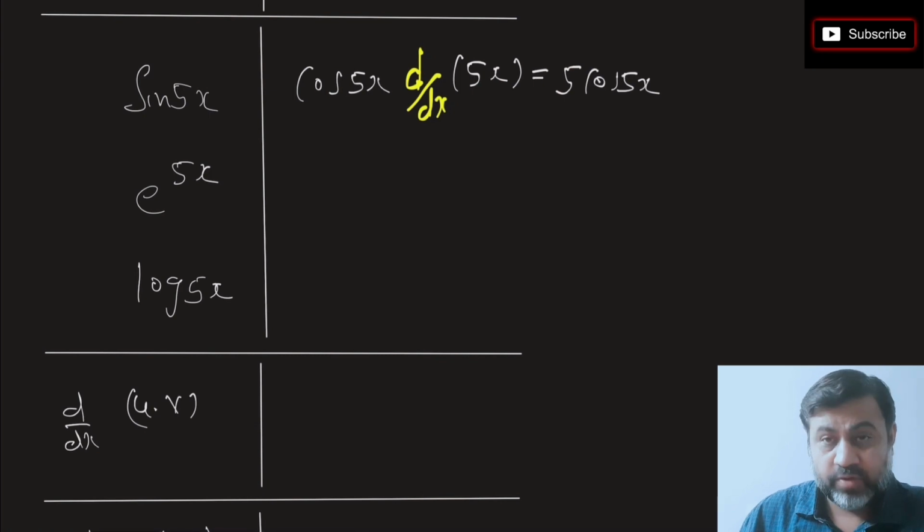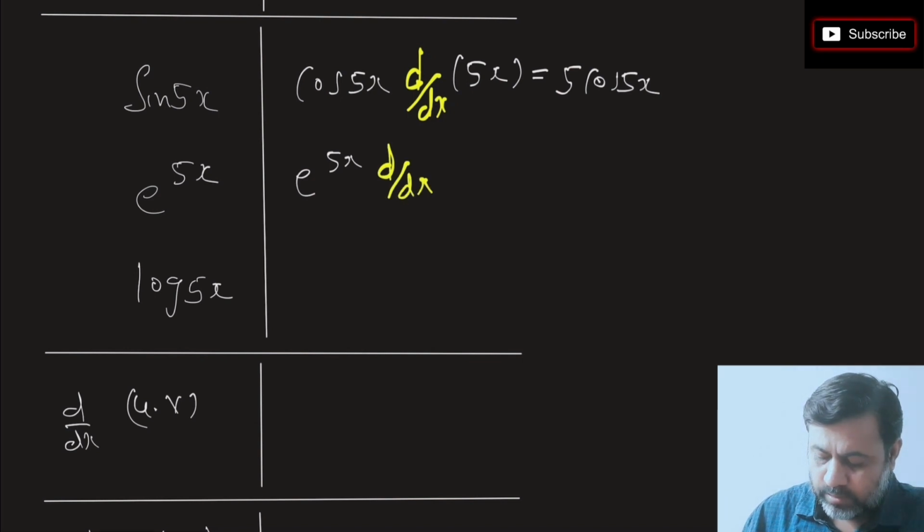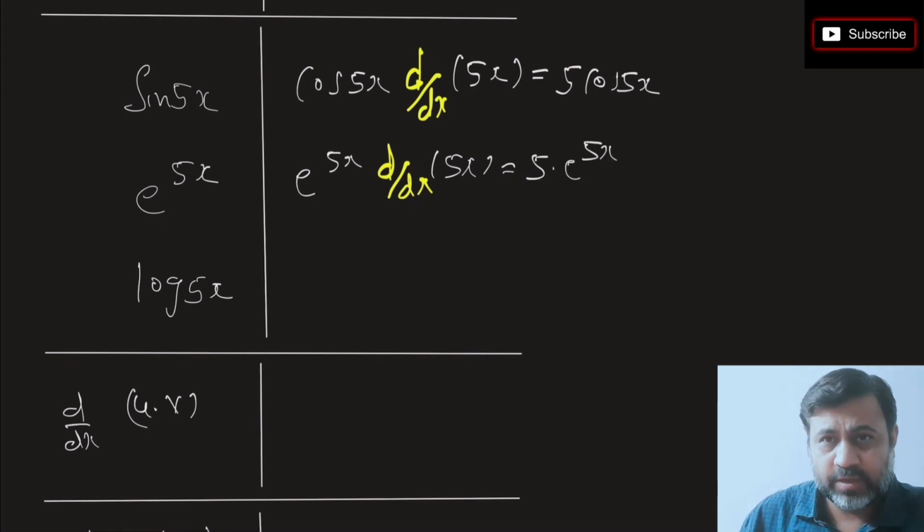Okay. Now e power 5x, same thing: I keep e power 5x as it is, and now we need to take the derivative of 5x. What is the derivative of 5x? The derivative of 5x will be 5. So we get 5 times e power 5x. So this is the chain rule basically. If it is not x, if it is a function of x, take the derivative of that function again.